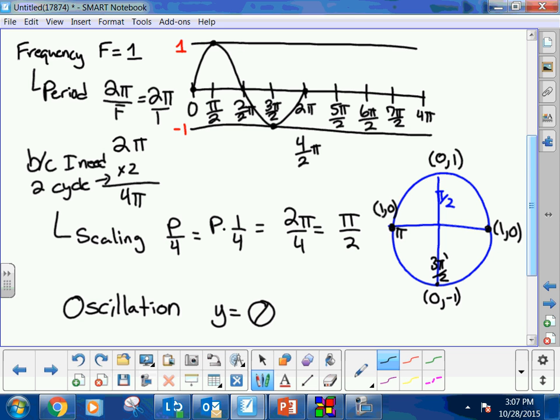Since I need 2 cycles, I'm going to go ahead and just continue that pattern, where I'm going to do the same thing. I reach the highest there, 0 back there, -1 here, and 0 back here. And now I have my two cycles graphed. Okay, good.